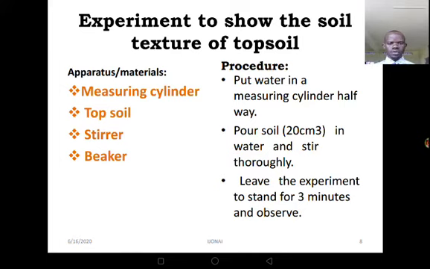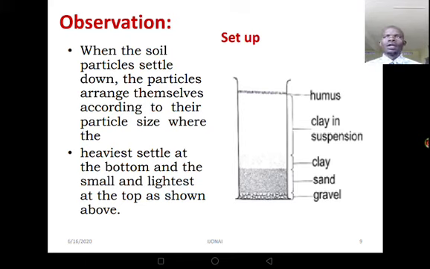We shall pour 20 cubic centimeters of soil in the water, and we shall stir thoroughly. We shall leave this experiment to stand for about 3 minutes and observe. Now, what do you think is the use of this stirring? Stirring is majorly to ensure that the soil layers can mix thoroughly well. Now, when this experiment is left to stand for some minutes, we are going to observe the following.